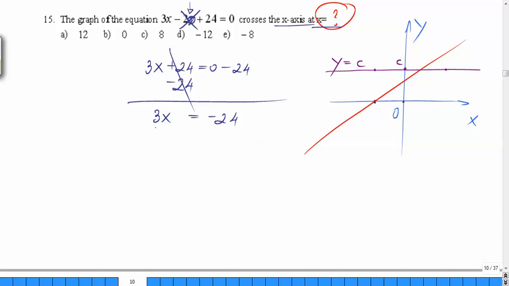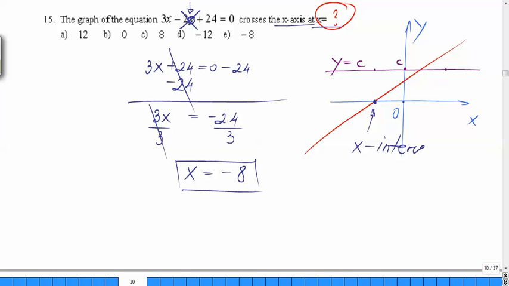Final step to find your x: divide by 3 and divide by 3 on both sides. 3 divided by 3 is 1. 1x equals negative 24 divided by 3, which is negative 8. So the x for the point at which your graph crosses the x-axis, which we also call what? X-intercept. Your x-intercept is negative 8.